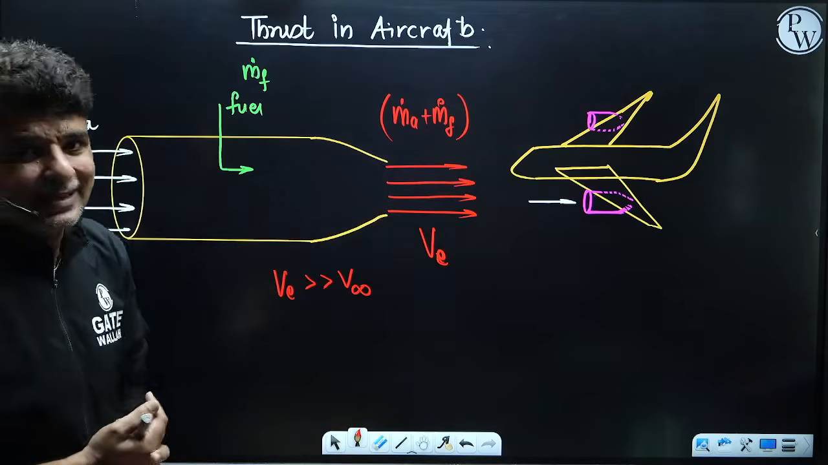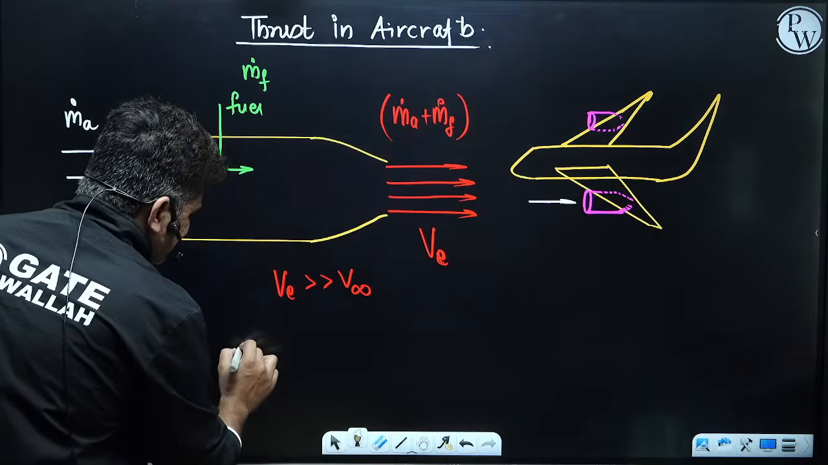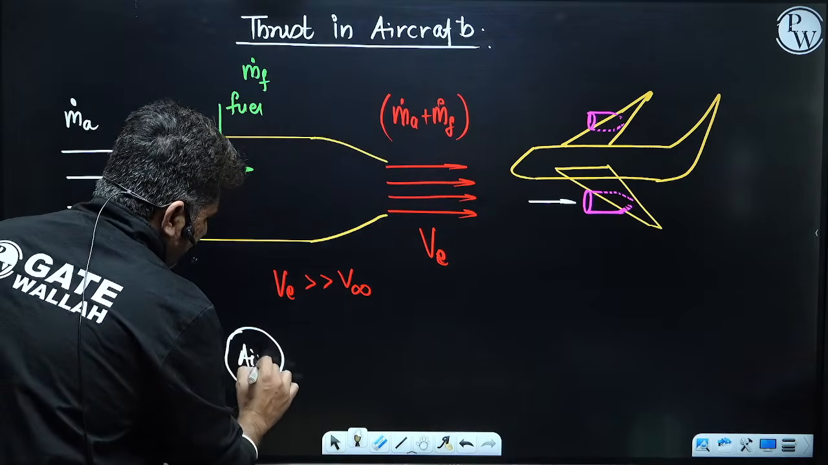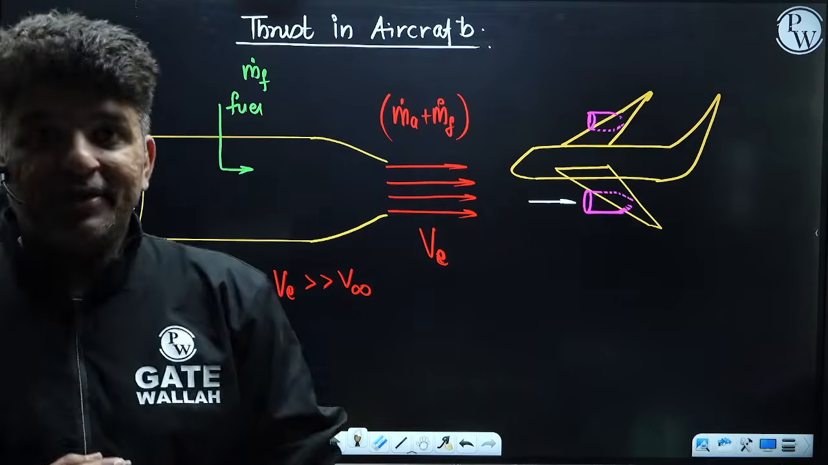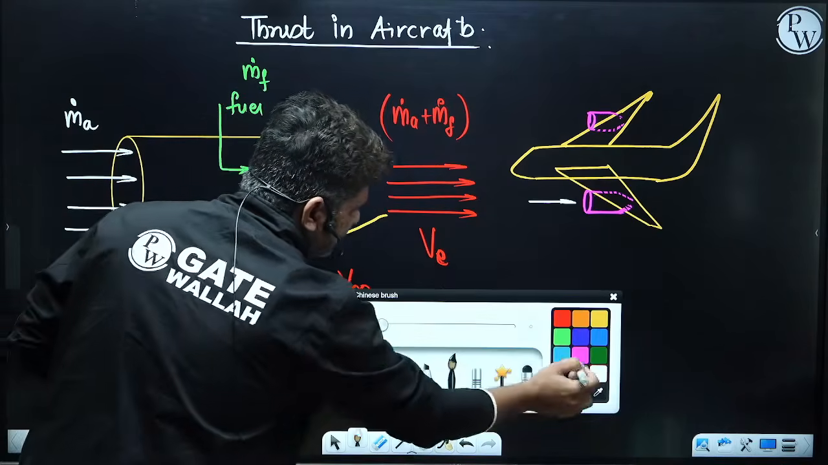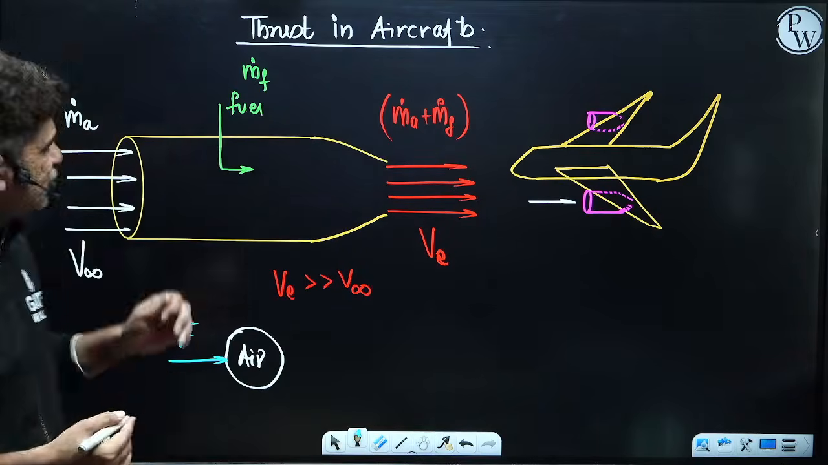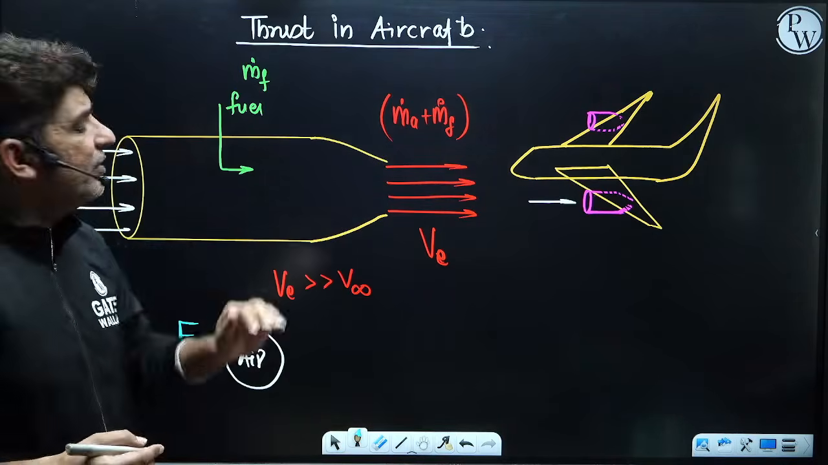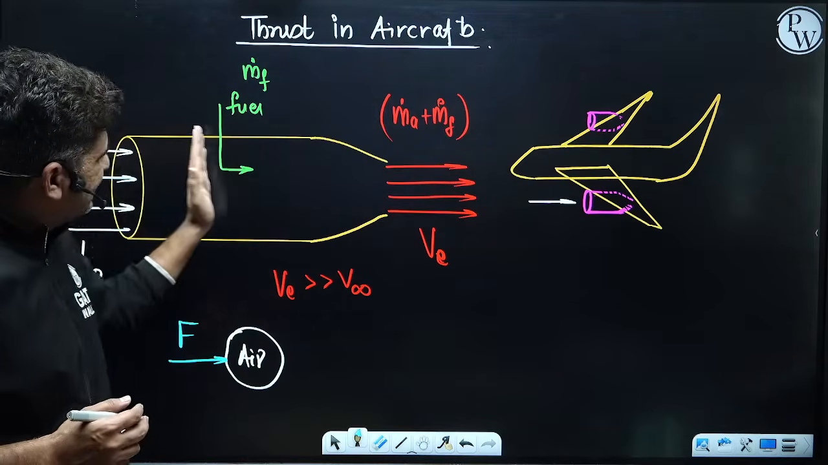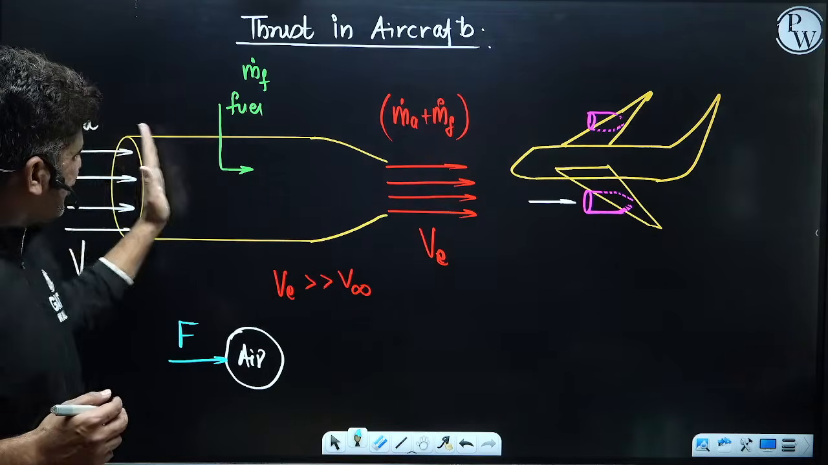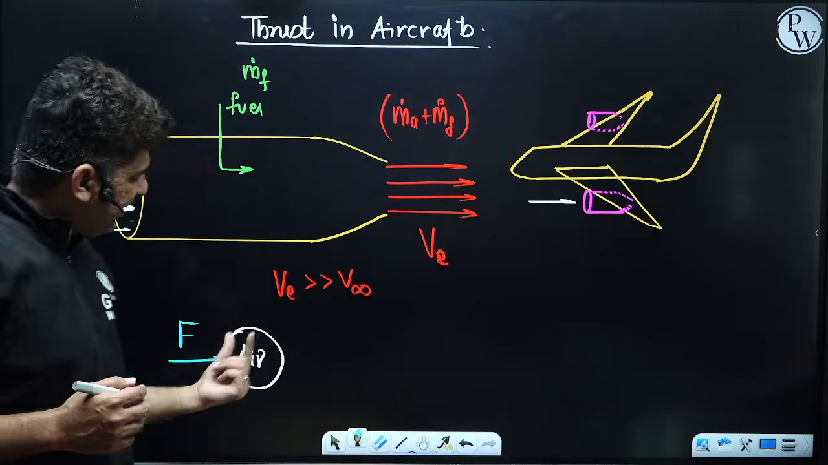In which direction has that momentum increased? If you see this as my quantity of air, when it was coming in, it had a lesser momentum. When it is going out, it has a higher momentum. So can we say there is a force applied on this air? There must be a force applied on the air, because of which the momentum of the air has changed. Now, in which direction has the force been applied? Momentum has changed in this direction. That means the force is applied in this direction only. So there is a force applied on the air.